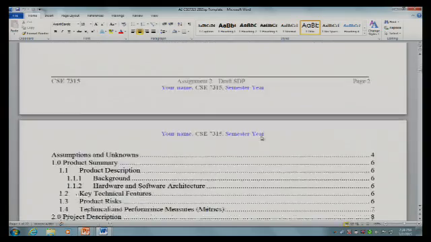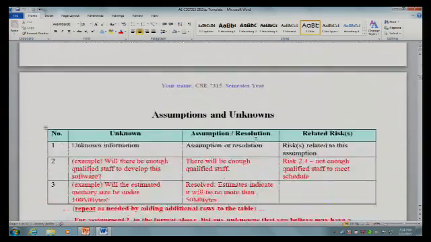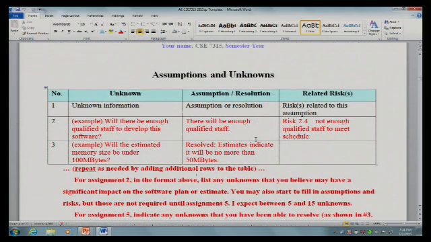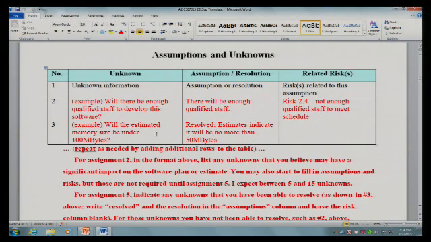Now, the first area where I noticed a lot of things is in the assumptions and unknowns. And I wanted to point something out here. It says, for Assignment 2, list any unknowns. You may start to fill in assumptions and risks, but these are not required until Assignment 5. I expect between 5 and 15 unknowns. Now, why do I expect between 5 and 15? Because I want you to filter out the ones that are relatively insignificant or that are repetitive.